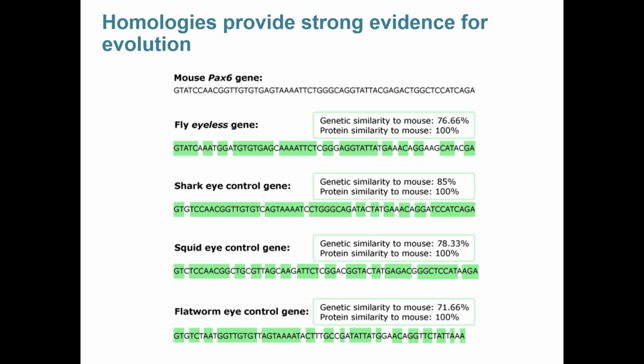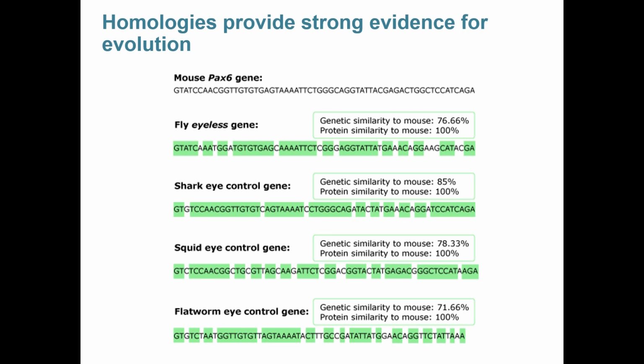In this image, you can see the sequence for the mouse gene PAX6. PAX6 is important for eye development and eye control. The sequence similarity for all of these, from the fly, shark, squid, and flatworm, are pretty similar, but the proteins are identical. So not only does this gene perform the same function in controlling the development of the eye, it also produces the exact same protein.